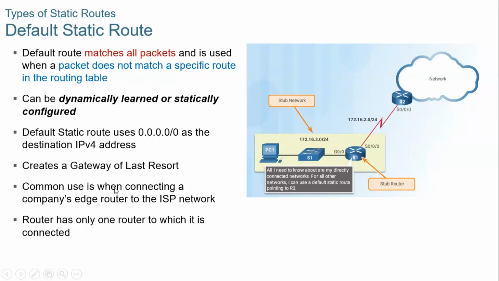So this will create the gateway of last resort, and its common use is when connecting to a company edge router like this. So we have a default route here. Now remember, if you have a default route configured in R1, but no route, static or dynamic, configured here, it's not going to work. Okay, it's not going to work.